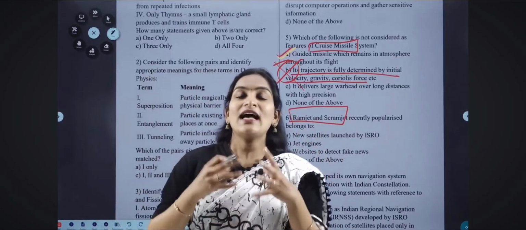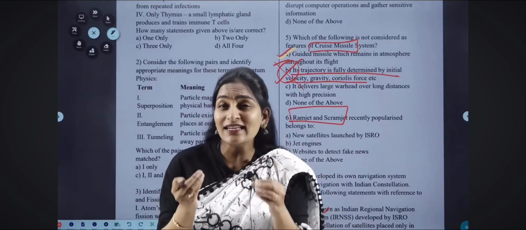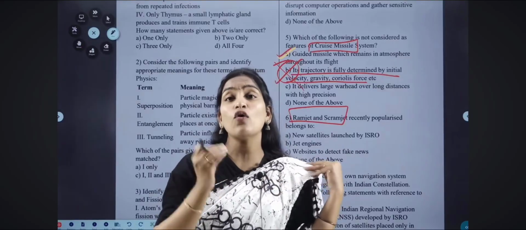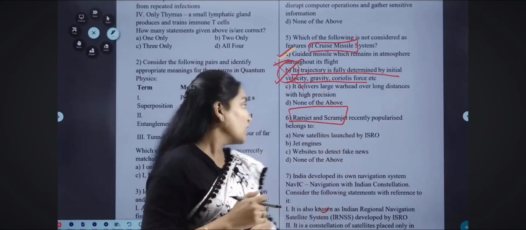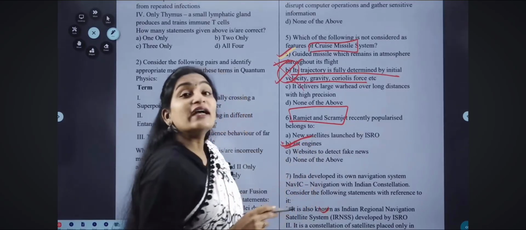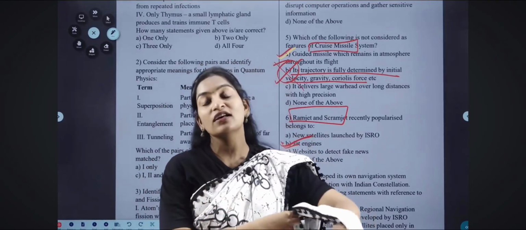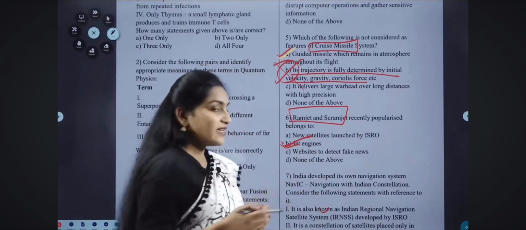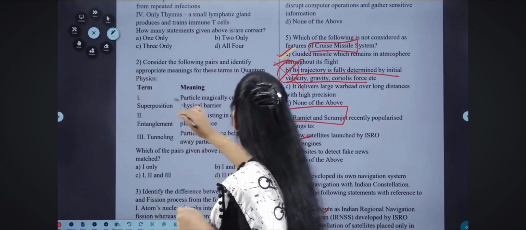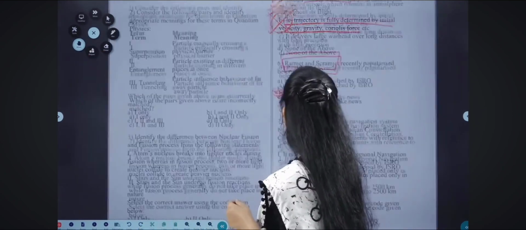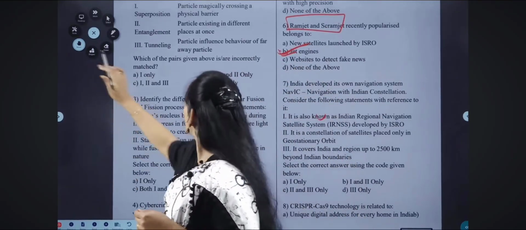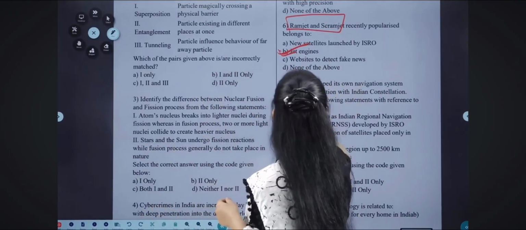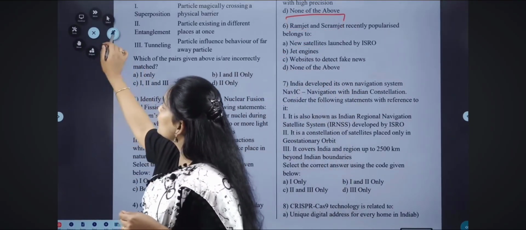Ramjet and scramjet, we have seen them recently in the news. It's very clear that this is also based on the PYQ, and the main answer was also given along with the cruise missiles and ballistic missiles, even ramjet and scramjet too. So it is all about jet engines. We already have discussed this in our defense technology classes. Coming to the seventh question, this was also based on the PYQ.